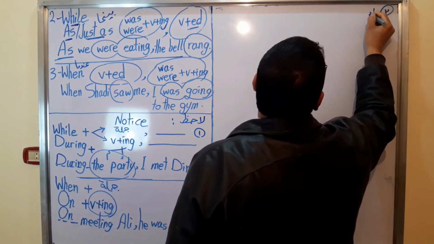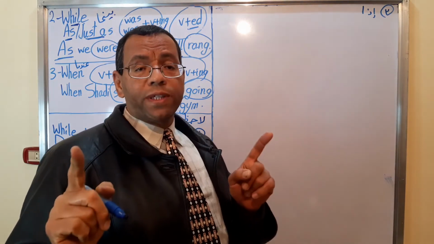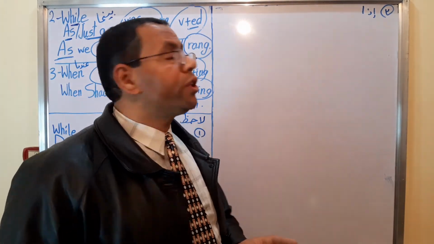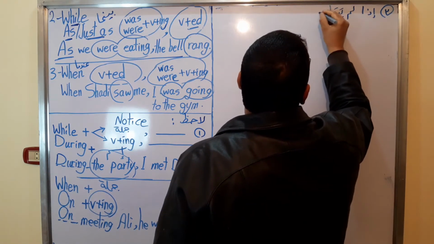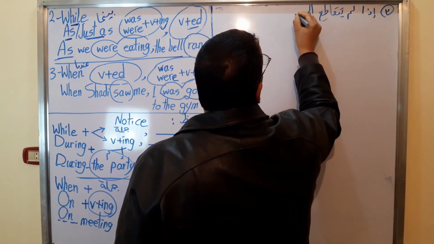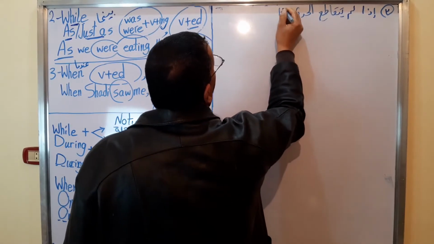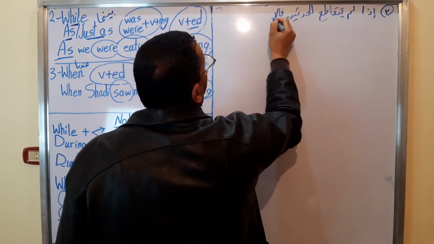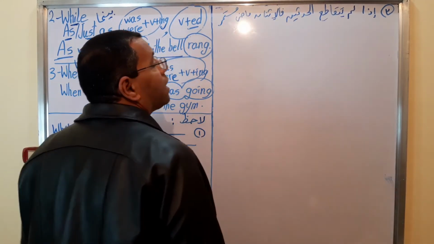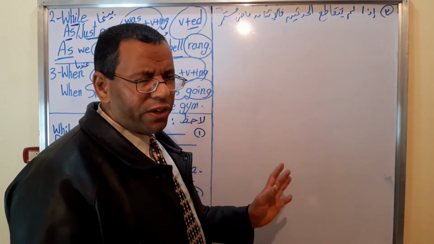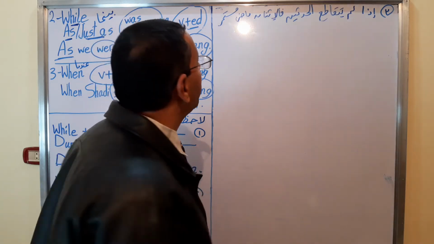We say that if the two actions aren't interrupted, we use both the verbs in past continuous. إذا لم يتقاطع الحدثين فالإثنان ماضي مستمر. If the two actions aren't interrupted, there is no relation between the two actions. They aren't interrupted at all.